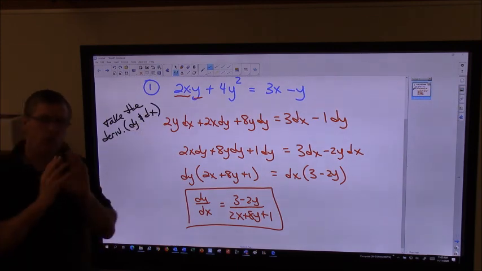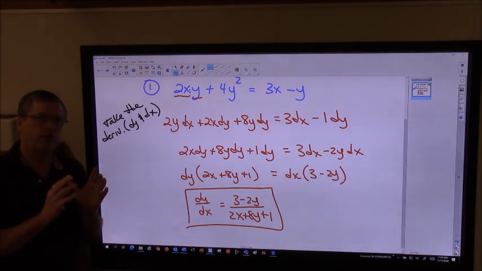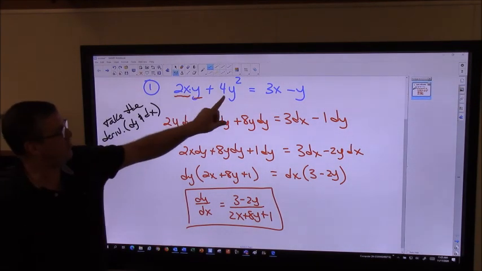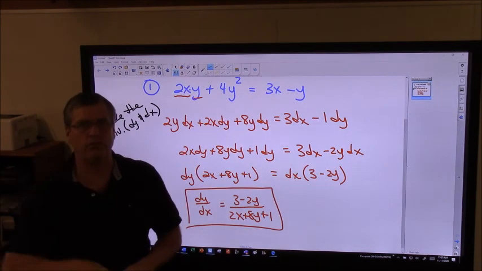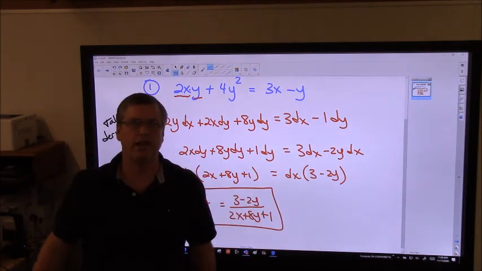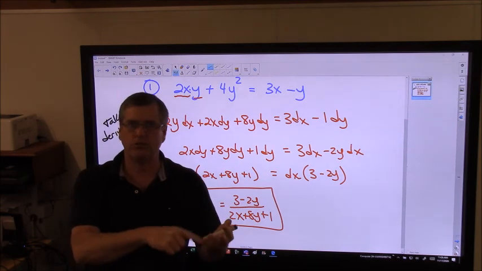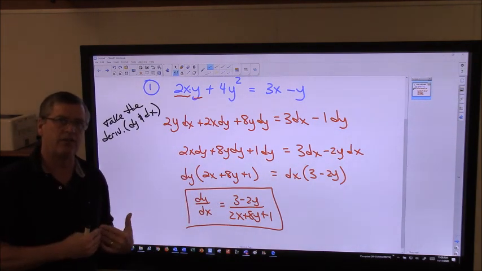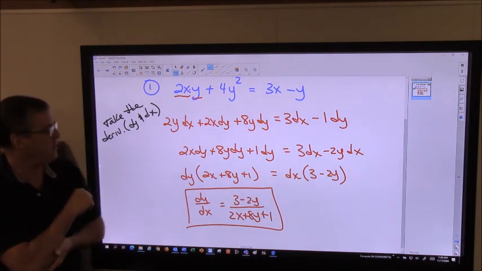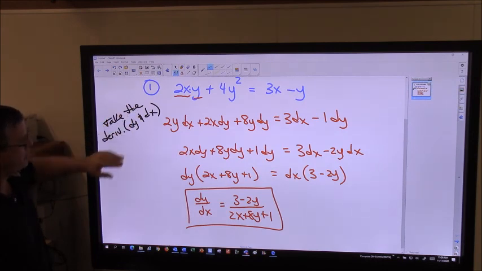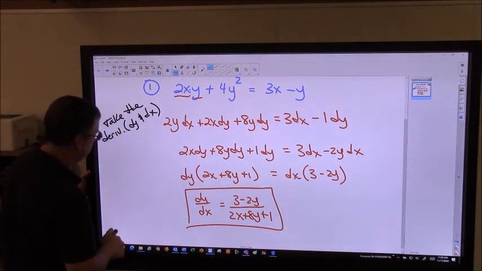Now remember, this is only something that we do when you can't get y by itself. If I could have solved this equation for y and said y equals a bunch of stuff with x's, well then I'm just going to go and use my rules that I have already. Product rule, quotient rule, whatever I need to use. But if I can't do that, then I have to do this form of implicit differentiation. So I'm going to take the derivative, I'll put dy's and dx's in, that's what I did right here.